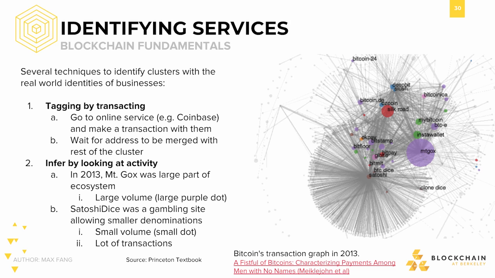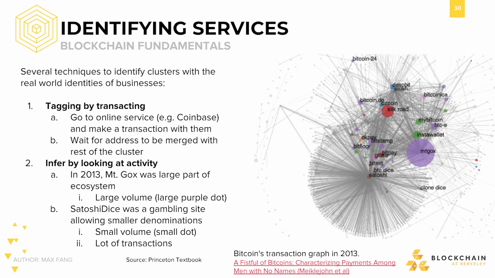We talked about heuristics. Now we'll go over several techniques for identifying which cluster is who, linking clusters with the real-world identities. Businesses, at least those that accept cryptocurrency payments, are outwards-facing and consumer-centric, making it easy to go to an online service such as Coinbase and make a transaction with them. Since we know our own public addresses, we can simply wait for the transaction we made to show up within a cluster, or be merged into a cluster, and that cluster will likely be of that business. This tactic is called tagging by transacting.